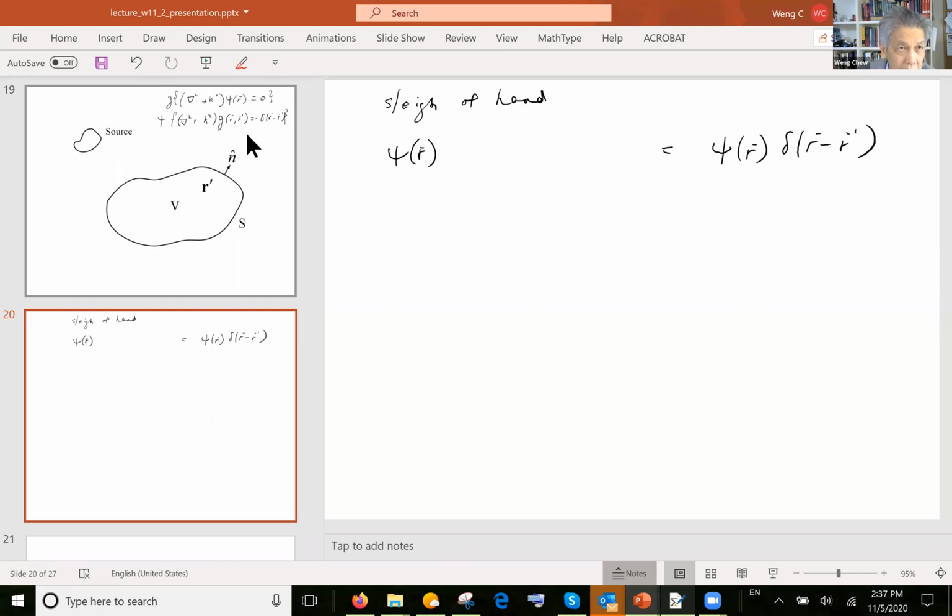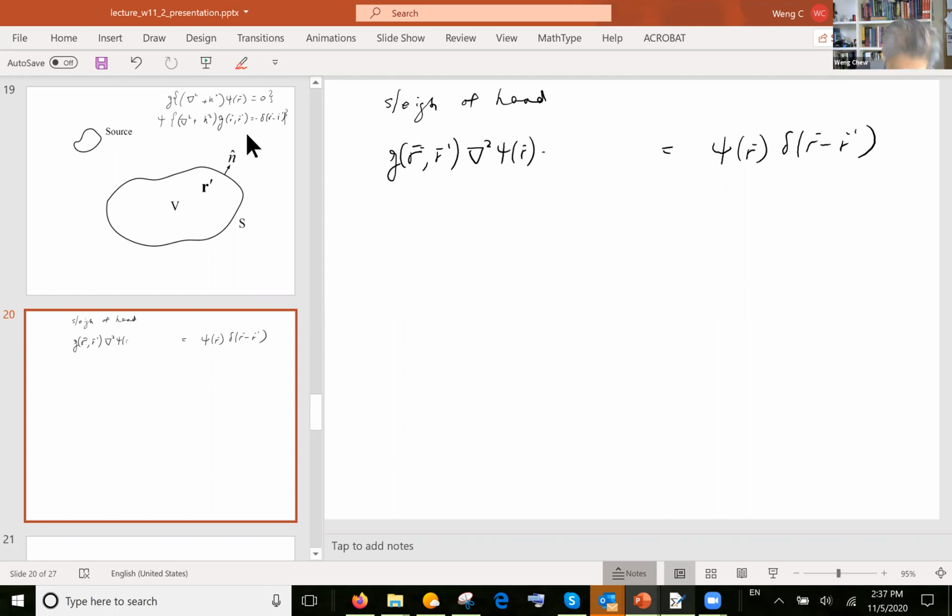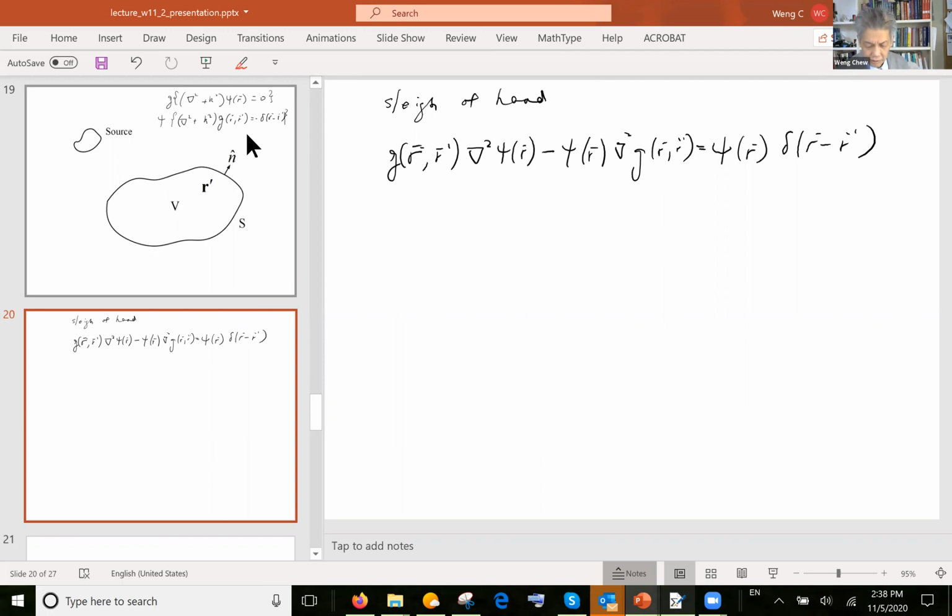Let me see, because I'm subtracting them, it should be g of r prime, Laplacian square of psi of r. And then because I'm subtracting them, the other term will be psi of r, Laplacian square g of r prime. And this will be true. Okay, can you see that? I'm writing it more carefully down.